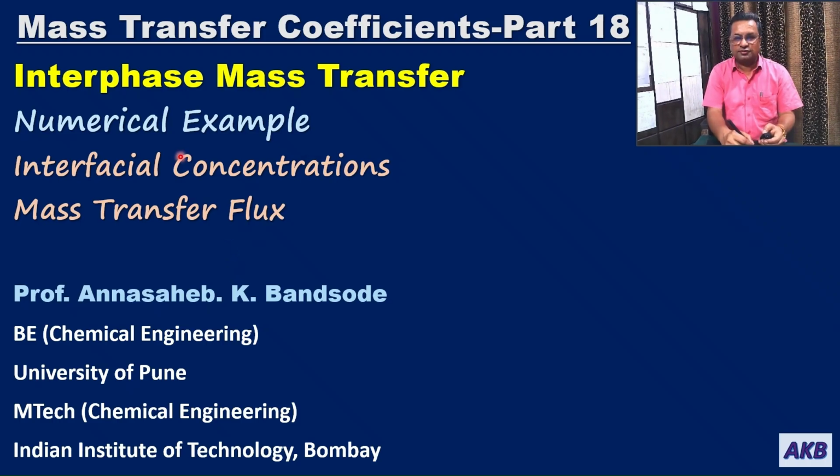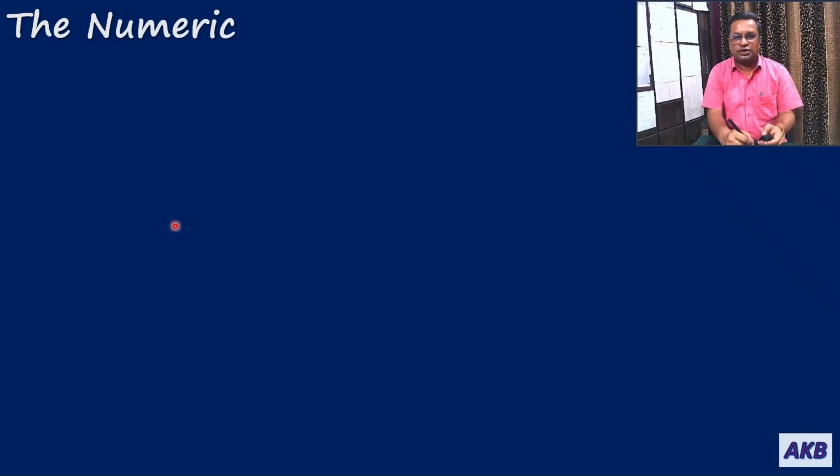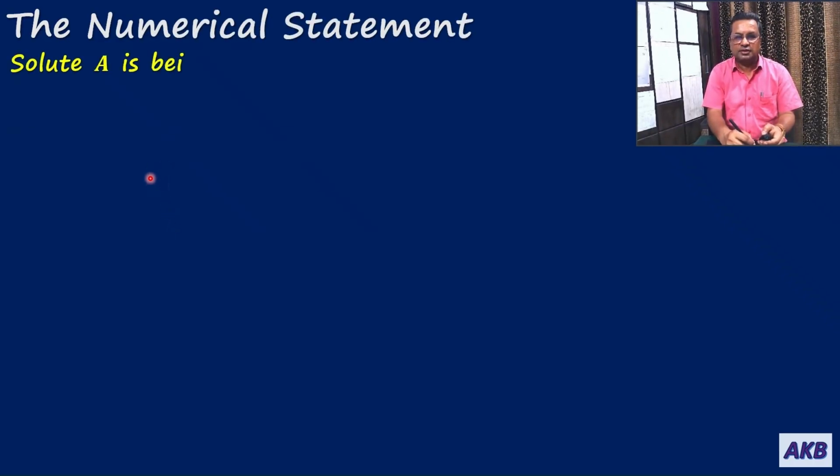So the objective is to solve a numerical example where we will be finding interfacial concentrations, and then by using those interfacial concentrations we will be finding the mass transfer flux. So let us move ahead. To begin with, first we will look at the numerical statement.